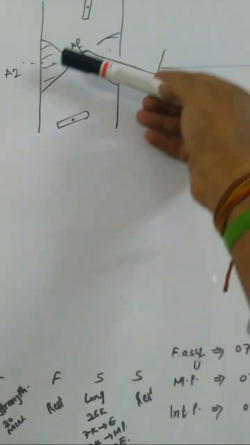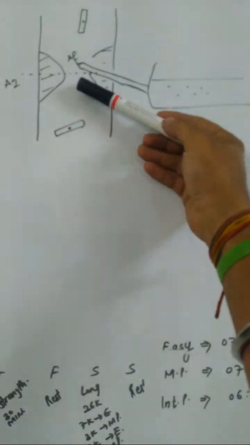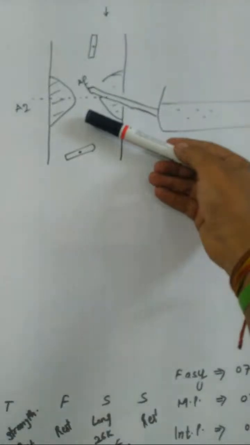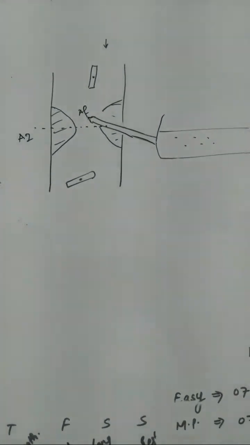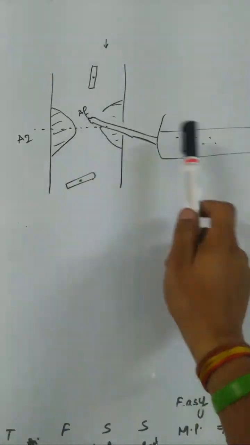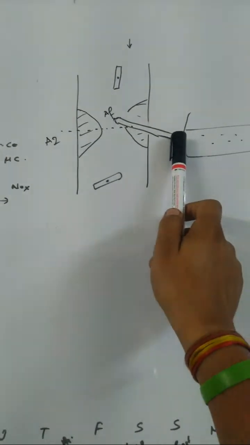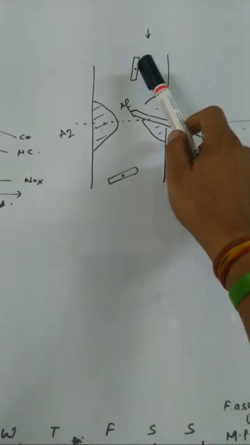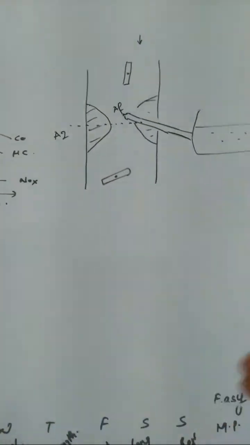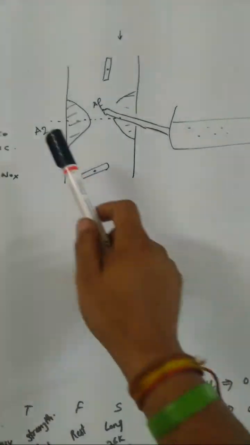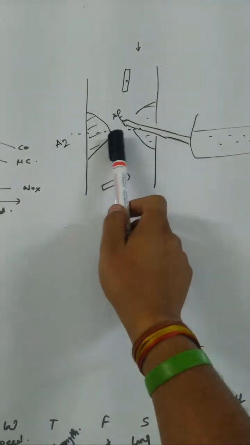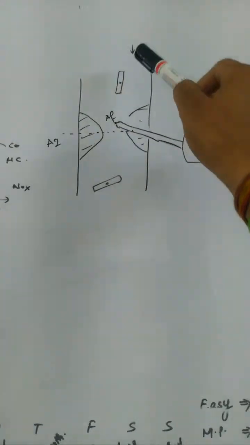Air is coming, due to venturi there will be high velocity but low pressure, and due to the low pressure the fuel will come from here to here, and the air and fuel will mix and will go to the cylinder. Okay, so this is the area A2, this is the throat area here, and this is the inlet air coming, A1.